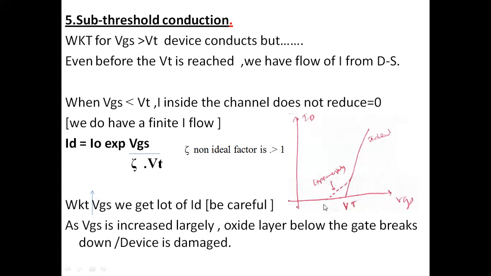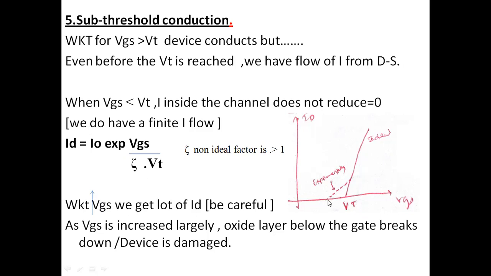So you can take the help of this particular figure, where we are showing that even though we have not applied enough voltage to turn on the device, we still have a finite flow of current. So the current ID is not exactly equal to zero, but you can still have some small flow of current. We know that on increasing the VGS value, or the voltage applied at the gate, we get a lot of current.